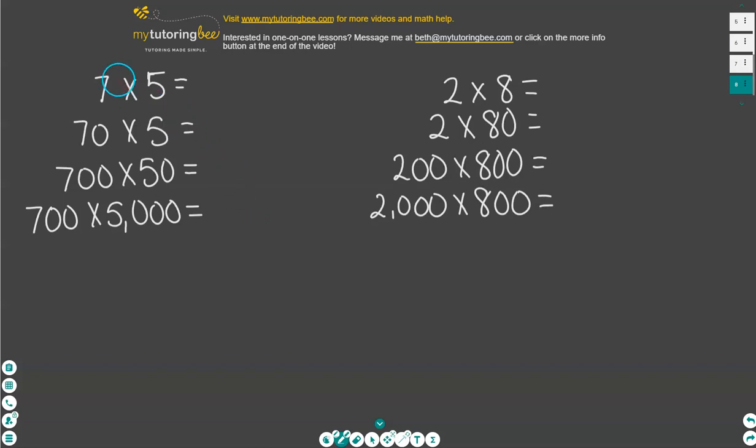Okay, so hopefully you have paused the video and tried to figure out the answers to these problems. I wanted to start with the basic problem at the top of each of these sections. So let's start with 7 times 5. 7 times 5 is 35.